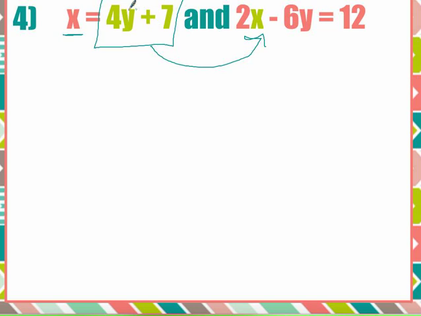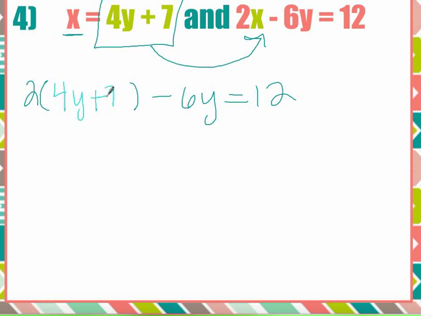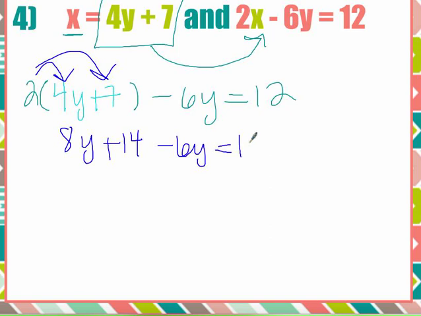So when I replace the x variable with this expression, the equation we are going to have is 2 times (4y plus 7) minus 6y equals 12. And this time we're actually going to find out what y equals first. So distribute the 2 to both things. We've got 8y plus 14 minus 6y equals 12. Combine like terms: 8y minus 6y gives us 2y plus 14 equals 12.